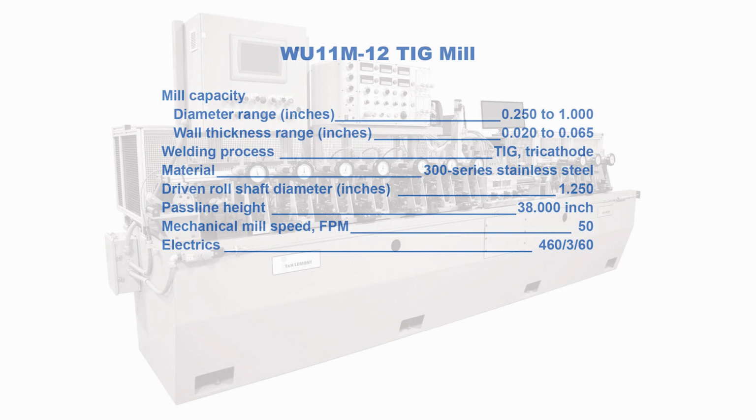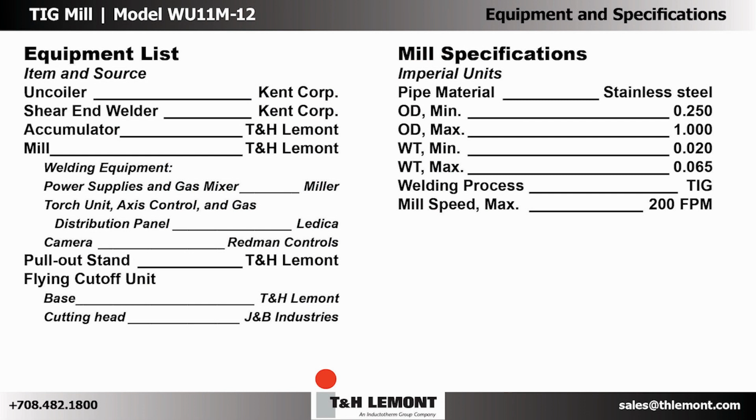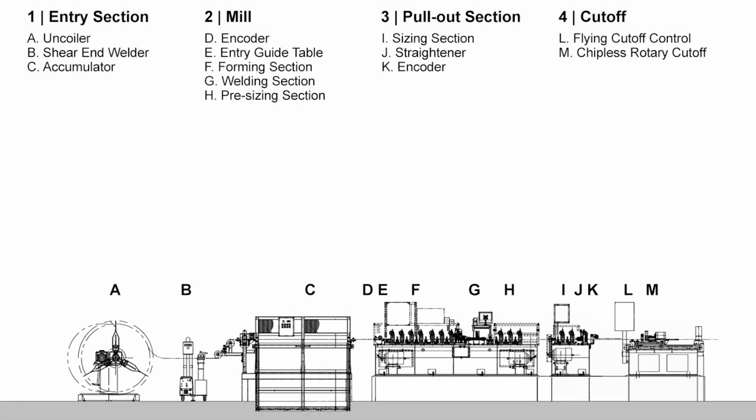In addition to the mill, this video also covers the upstream and downstream equipment. It includes the equipment that feeds the raw material into the mill, a welding unit, and a cutoff system. Some production lines include many other processes, such as annealing, coating, and non-destructive testing. T&H Lamont makes some of the items for these processes and purchases others from a network of trusted suppliers. This video provides a brief description of the entire process.